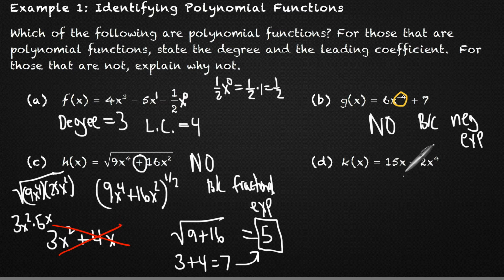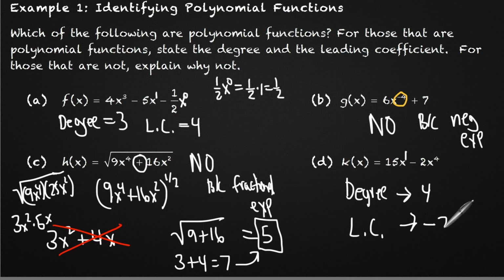All right, letter D. Is this a polynomial? Yes, it is, because we have an x to the first, x to the fourth. These are both non-negative integers, so the degree is the highest exponent. That's going to be 4, even though it's written out of order, and the leading coefficient is going to be -2. Make sure you use the sign and the number.